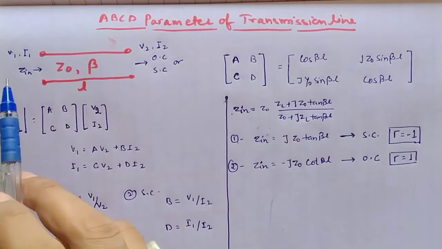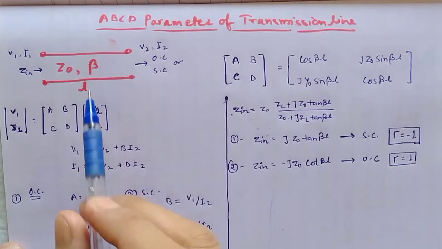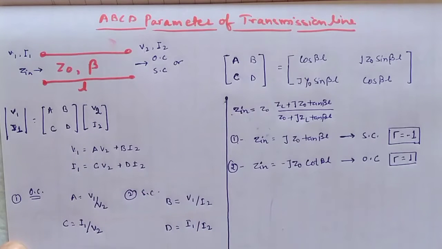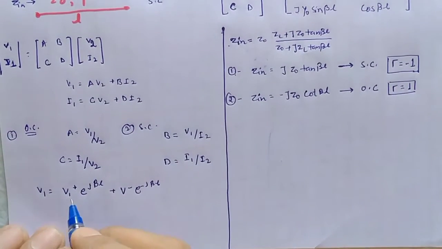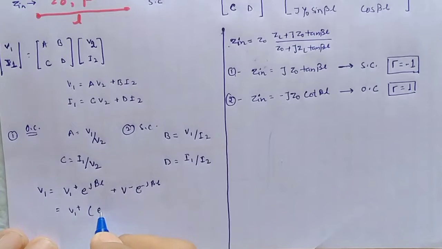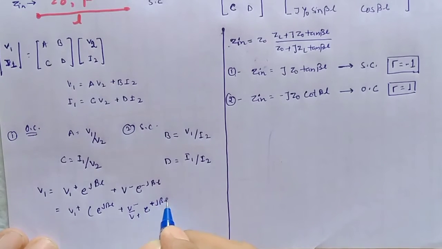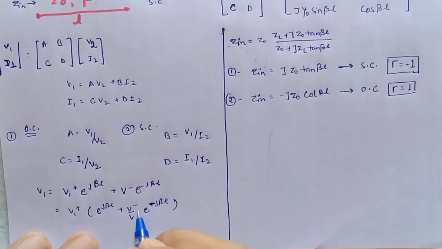So if you want to find out the expression, first I will write the voltage and all the currents in terms of reflected and incident voltage. So the voltage V1 will be written as the incident and the reflected voltage summation, and if I take V1 plus outside, this will be written as e to the power j beta L plus V minus by V plus times e to the power minus j beta L, and this ratio will be written as gamma.